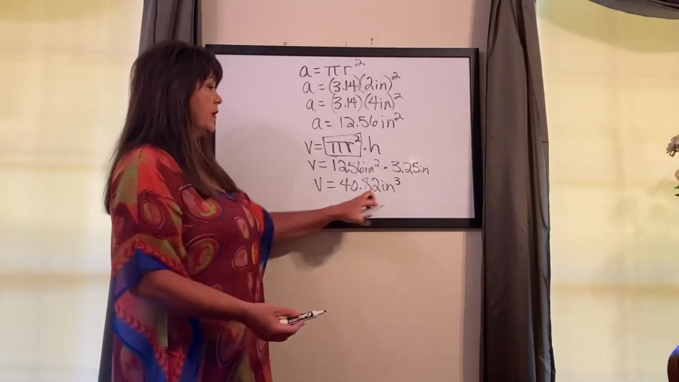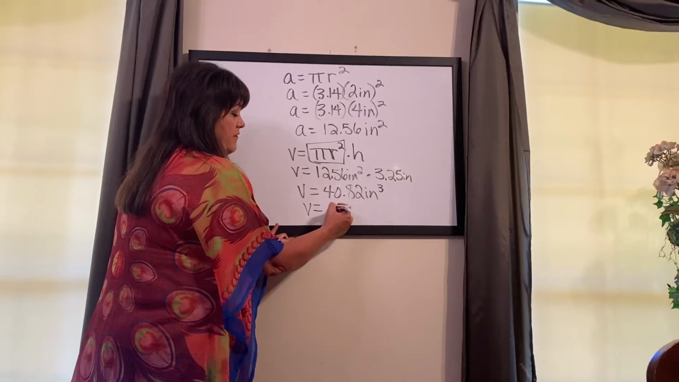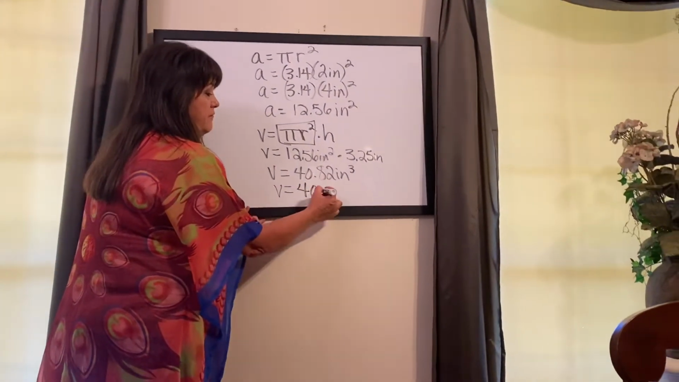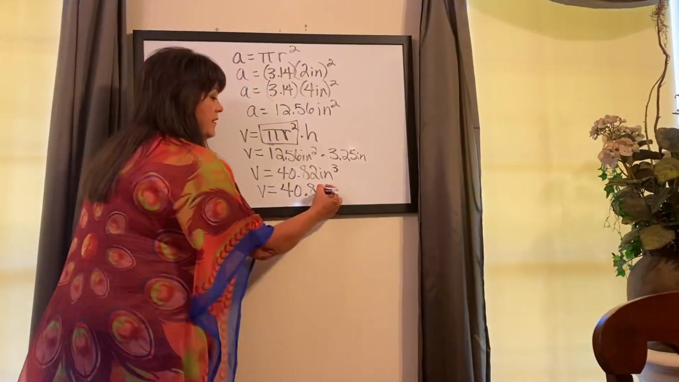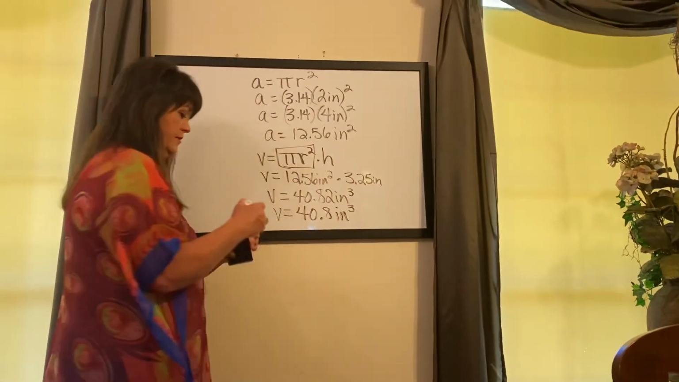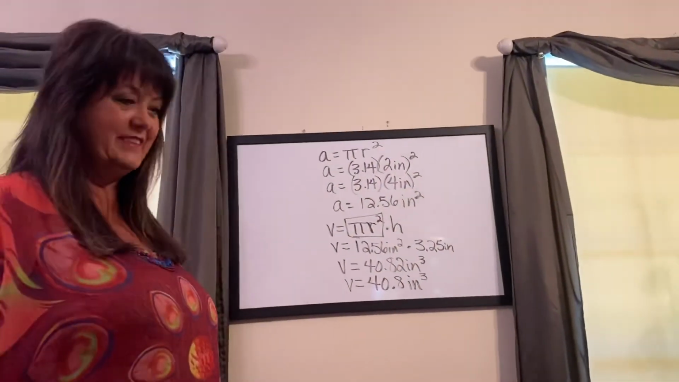Sometimes you're going to be asked to round your answer to the nearest tenth. If I round this one to the nearest tenth, it's going to be 40.8 because that 2 is not big enough to make that a 9. Still going to be inches cubed. Great.